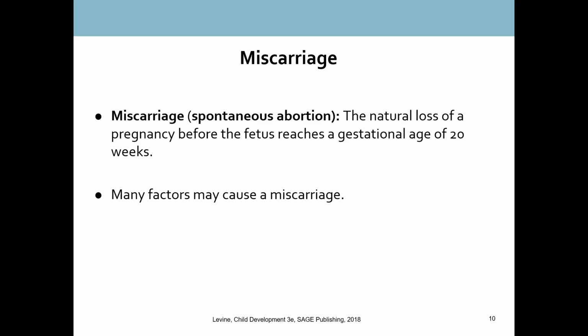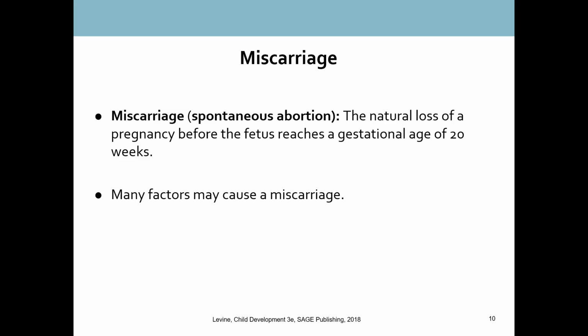Okay, so now we'll get into the health issues and risks that can affect prenatal development. Certainly the first one is a major risk, miscarriage or spontaneous abortion. This refers to the natural loss of a pregnancy before the fetus reaches a gestational age of 20 weeks, approximately 5 months. Many factors may cause miscarriage.